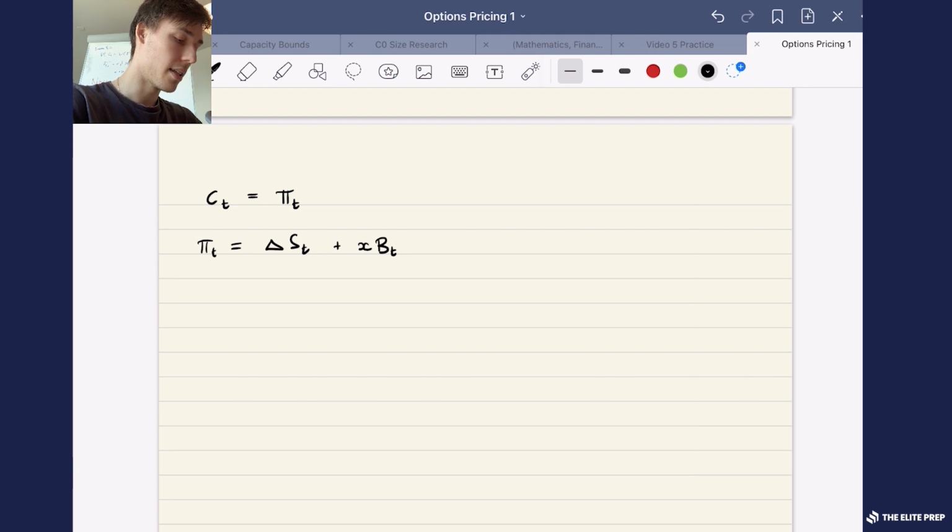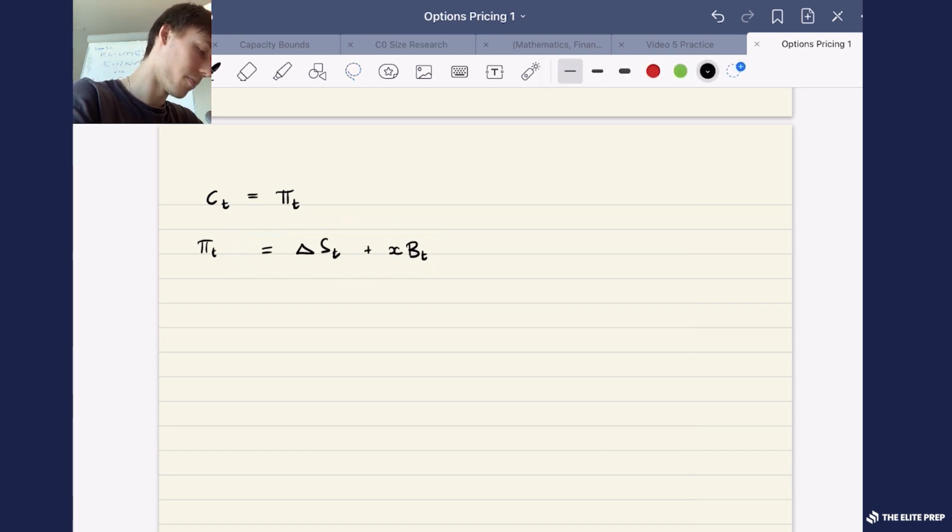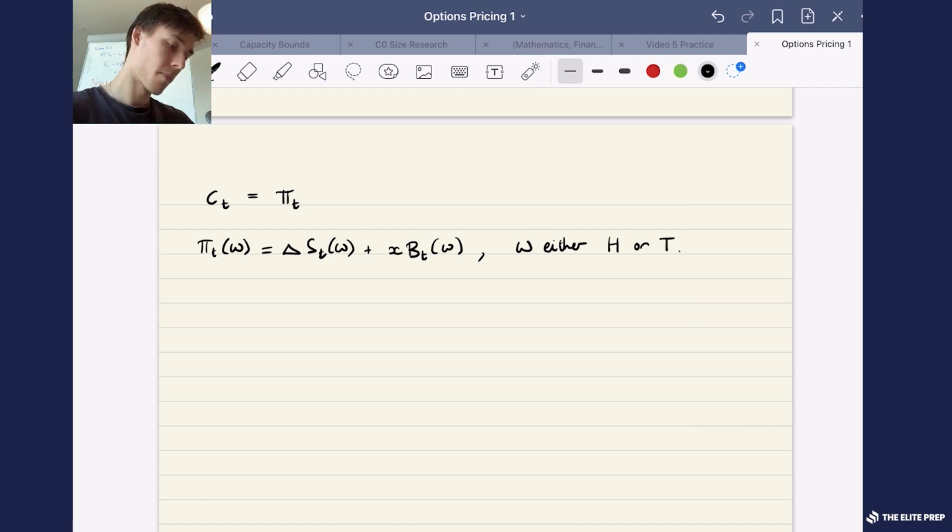We want this, and this PT can be either PT heads or PT tails, so I will add that on: PT omega, for omega either heads or tails. We want this to hold for both cases.